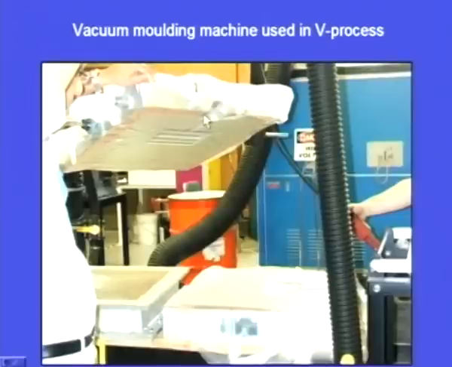And here we use a vacuum molding machine. So this is the vacuum molding machine. We can see this is a very sophisticated machine, and here we can see the strong polymer will be covered. This is the machine which is used in the V process, and here we can see the arrangement for applying vacuum. Let us see the step by step involved in this V process.